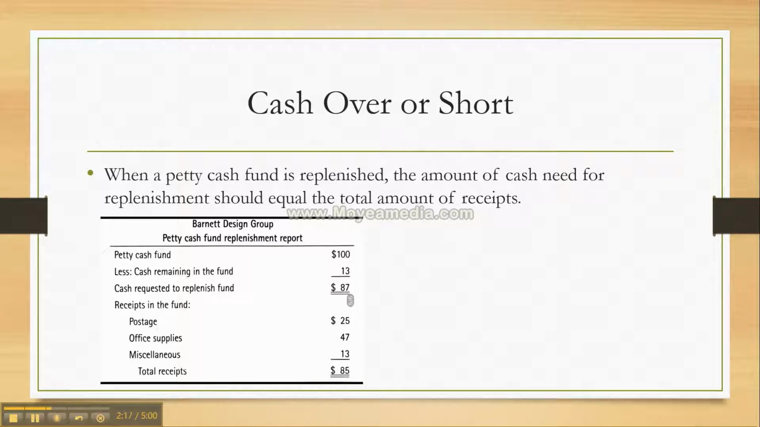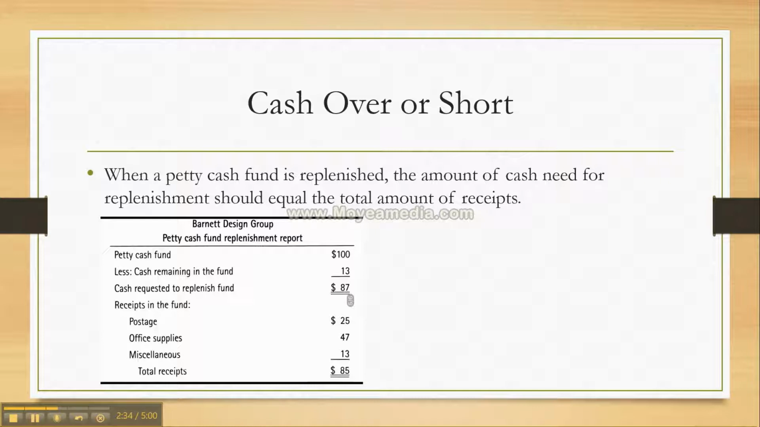In such a case, the discrepancy is charged to an account called cash over and short. Cash over and short is a temporary account that can have either a debit or credit balance, depending on the situation.